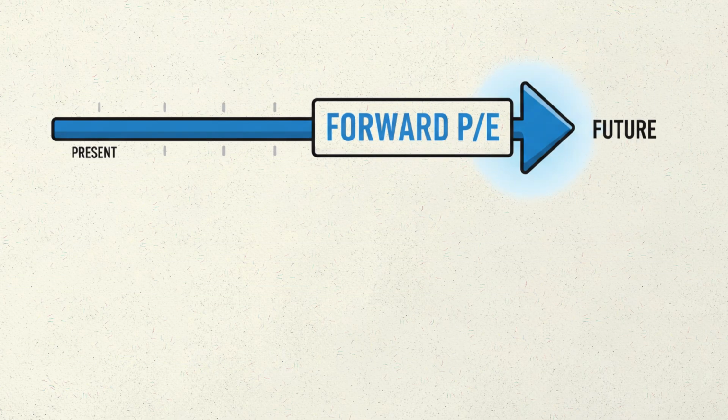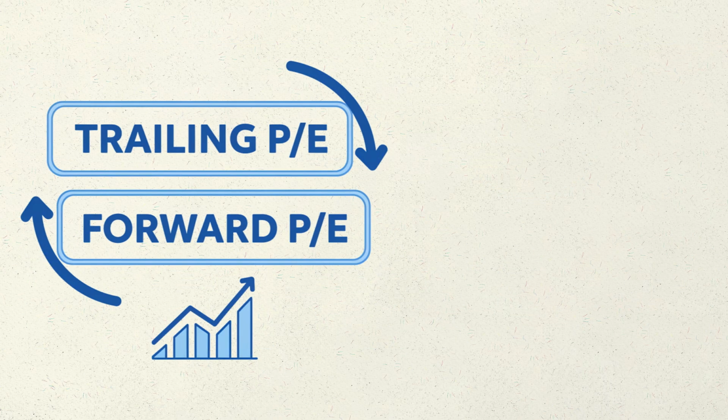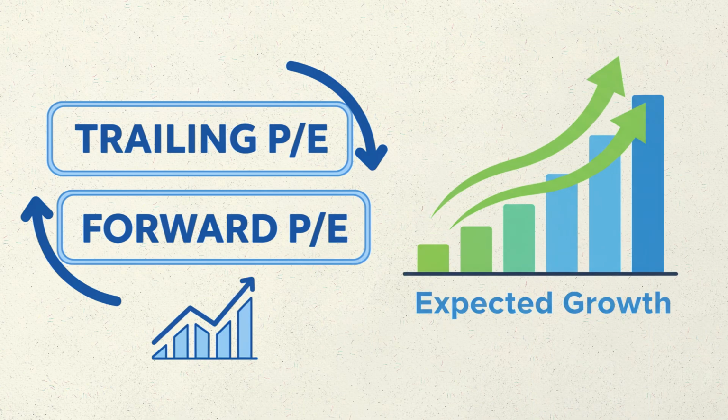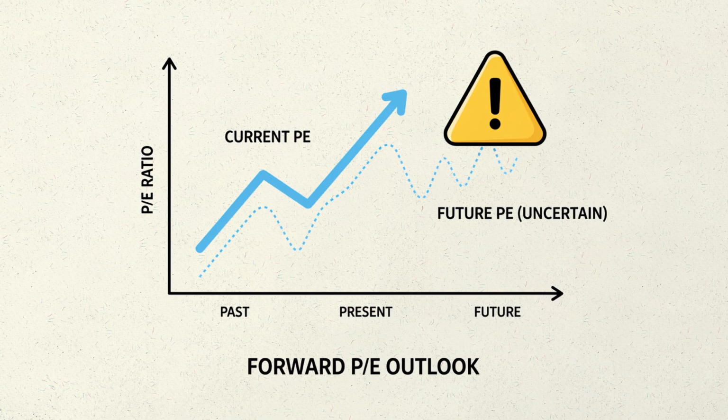Forward PE looks ahead. It's based on estimated earnings over the next year. If a company's forward PE is lower than its trailing PE, it usually means analysts expect earnings to grow. Investors might be paying a high price today, but that price could look more reasonable if profits increase. Of course, forecasts can be wrong, which is why forward PE should never be treated as a guarantee.